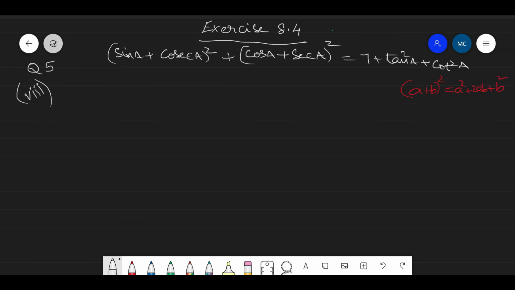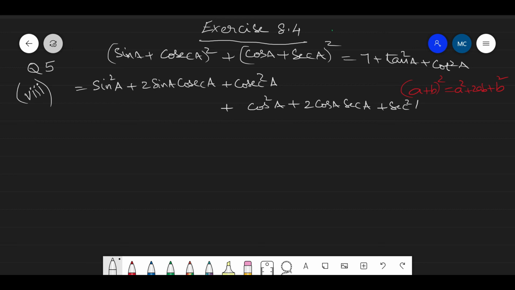So expanding (sin a + cosecant a) whole square using the identity will give you sin square a plus 2 sin a cosecant a plus cosecant square a. Similarly, expanding the next term will give you plus cos square a plus 2 cos a secant a plus secant square a. Observe carefully. You know that sin square a plus cos square a is equal to 1.